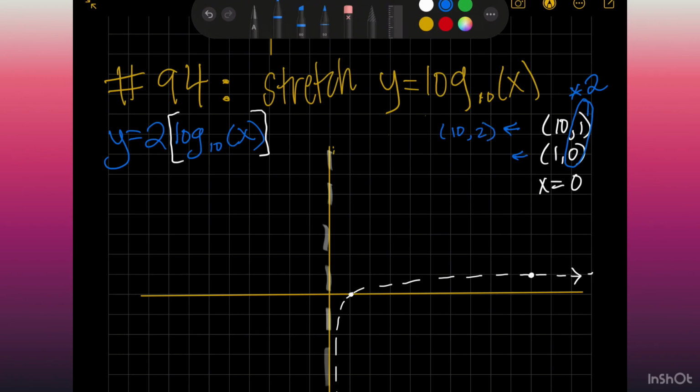So my new points are 10, 2, and 1, 0. Since 0 times 2 is still 0. And then I can go ahead and graph those. And my asymptote has not changed at all when I have an a value. So it is still on that line x equals 0, which is also our y-axis.